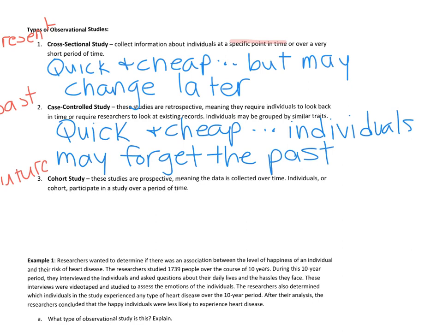Okay, a very strong type of observational study is the cohort study. These studies are prospective. It means, like, in the future, the data is collected over time. Individuals or cohort participate in a study over a period of time. So this is our most powerful observational study because it deals with the two cons from before. If the results change later, that's okay because it's a cohort. We're following them into the future. Individuals may forget the past. That's okay because we were with them in the past, so we've already recorded all the information. So this is our most powerful observational study.